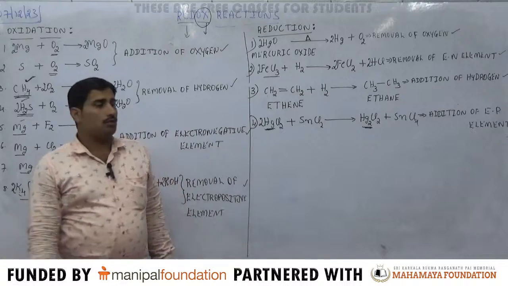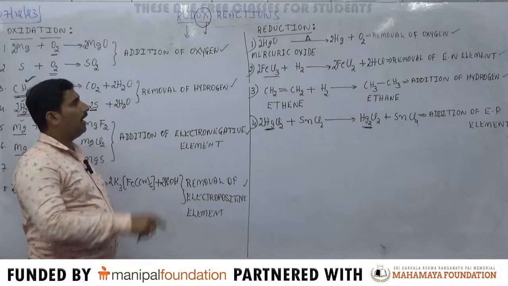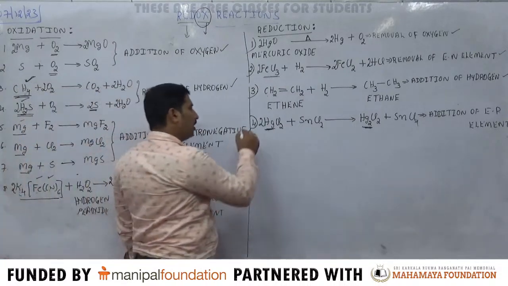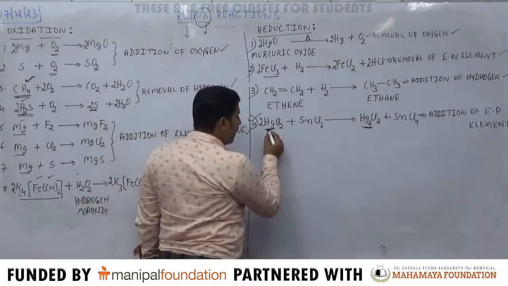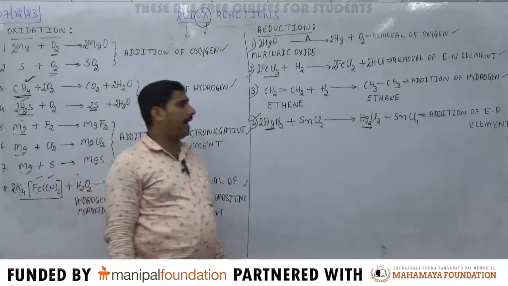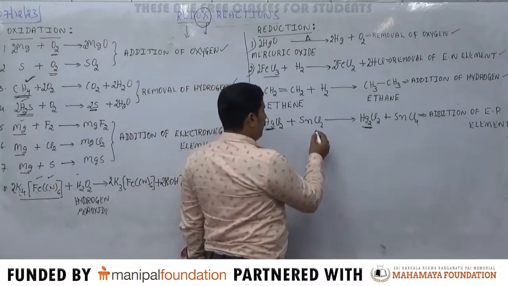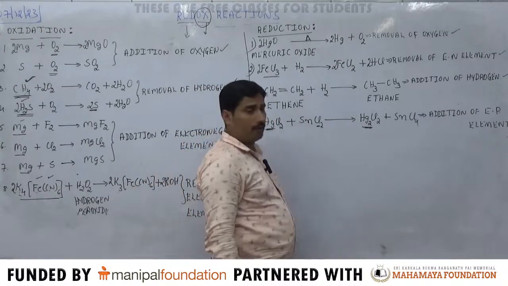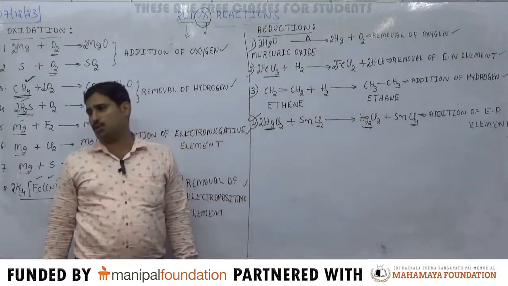Yes. So now you have studied oxidation definition, reduction definition, and examples for the oxidation and examples for the reduction. Now look at the last reaction which I discussed under reduction. I said there is an addition of electropositive element. Whether there is any addition of electronegative element also? Yes. Electronegative means chlorine. SnCl2 became SnCl4. So there is an addition of electronegative element also.